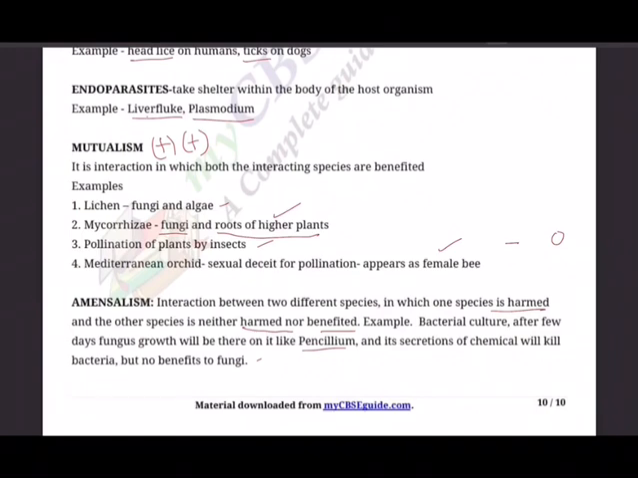One more I think we need to talk about. We talked about amensalism, and then we talked about mutualism, and commensalism. In this kind of interaction, one species population benefits, but the other species population does not benefit, nor is it harmed in any way.